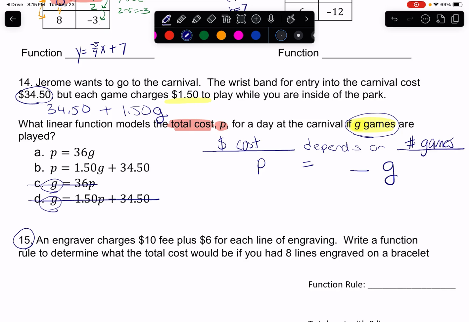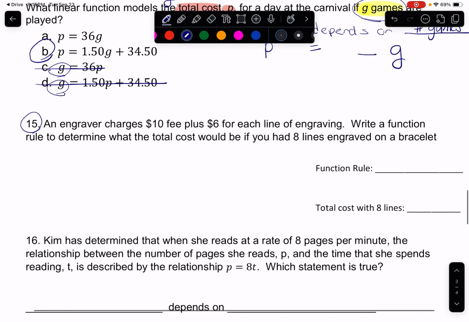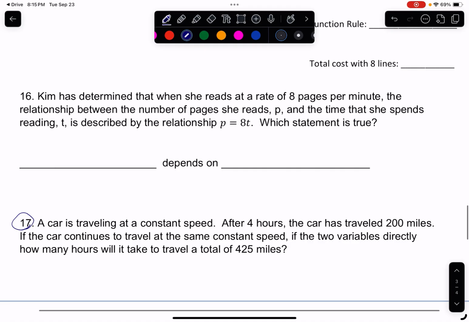So which one says that? Which one has the $1.50 next to the G and the $34.50 by itself? You guys are right. It's going to be B. All right, and then let's look at 16.